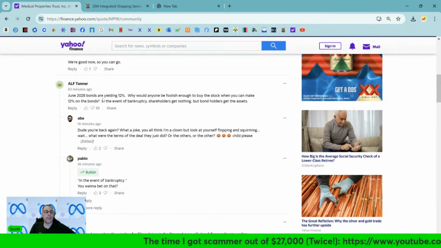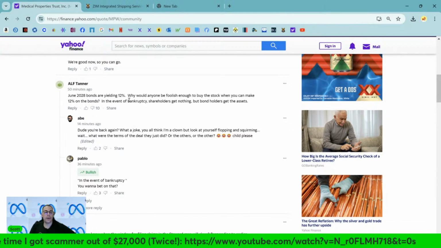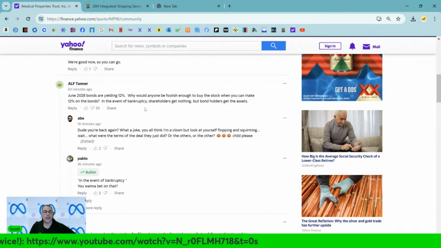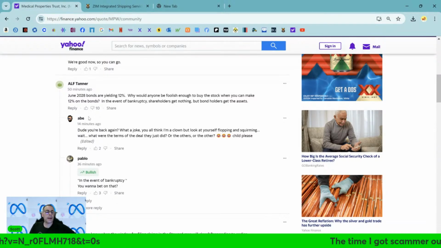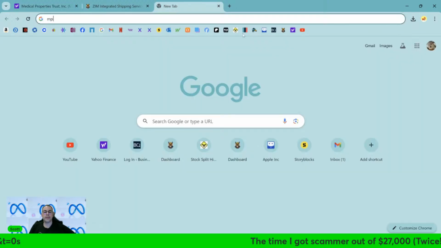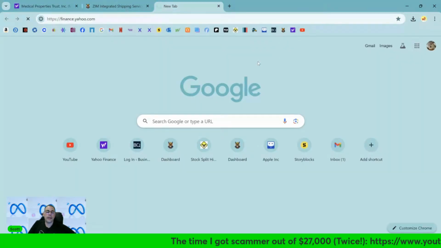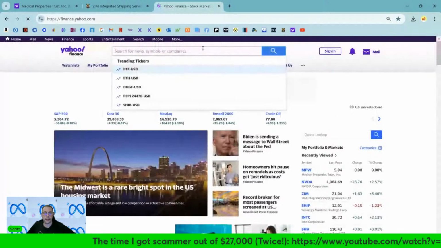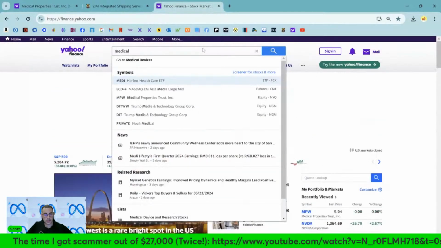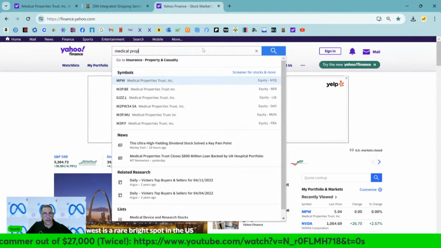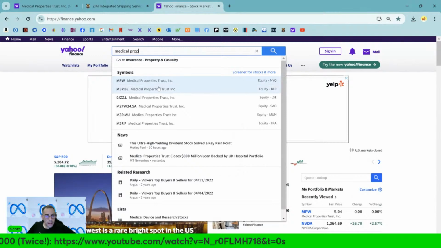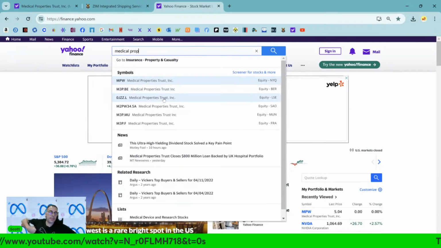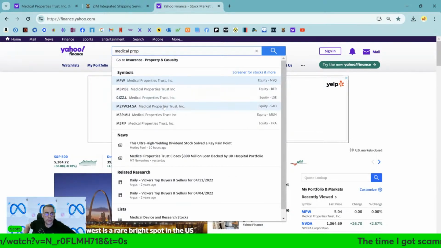June 2028 bonds are yielding 12%. Why would I be foolish enough to buy the stock when you could make 12% on the bonds? That's interesting. I guess MPW sells bonds, and that's the yield, the interest rate on the bonds. I don't even know. How do you buy the bonds? I guess you need to contact your broker.